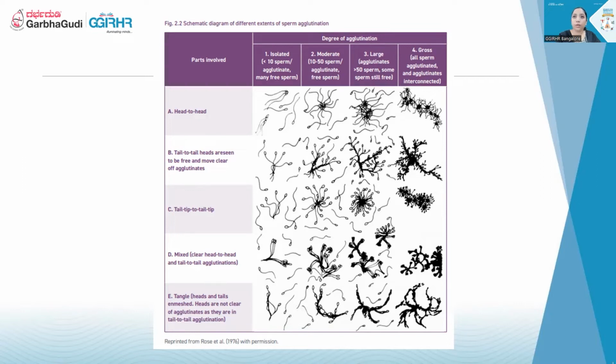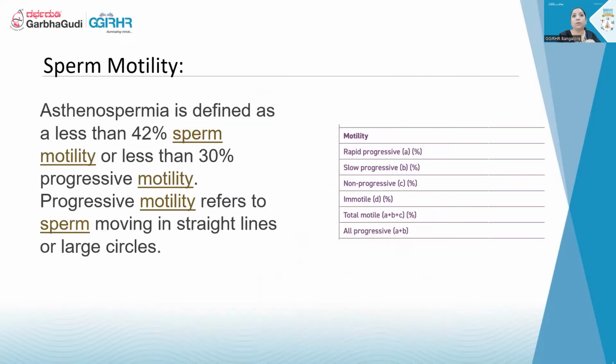So in a usual routine semen analysis, that is not done. In case a semen analysis has been reported as having high agglutination, you can follow it up with the second test that we just spoke about. Then the next parameter would be sperm motility.